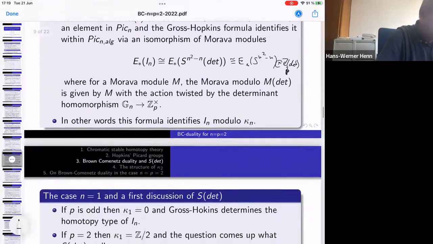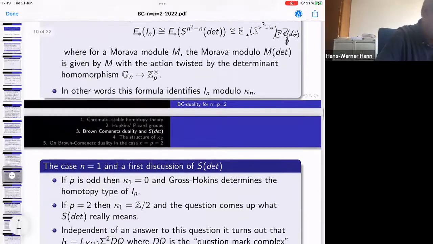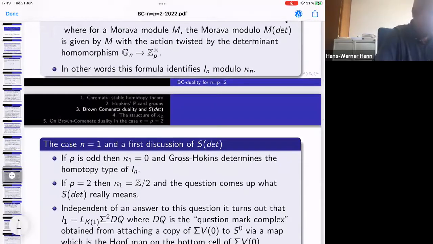Okay. So let's look at the simplest case, the case n equals 1. Well, if p is odd, then κ_1 is 0, and the Gross-Hopkins formula determines the homotopy type of I_n. If p is equal to 2, then κ_1 is equal to Σ_2. And the question comes up what that really means.